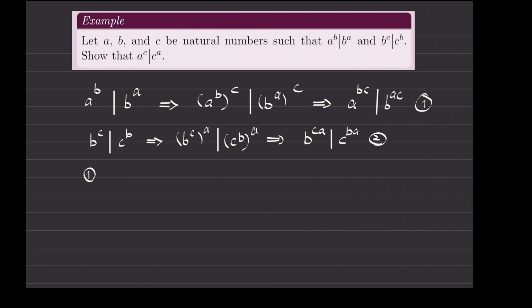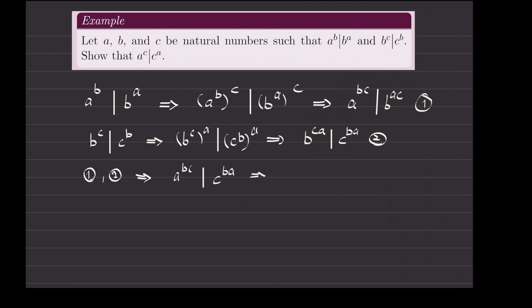But can you tell me, from number 1 and 2, what can I conclude? Look, here I know that this number divides this number. But do you see that this number is exactly this number? The only difference here is that we have ca rather than ac, so they are the same numbers. So this number divides this number, and this number itself divides another number. So according to transitivity, I can conclude that the first number divides the third number. Yes, so this means that a to the power of bc divides c to the power of ba.